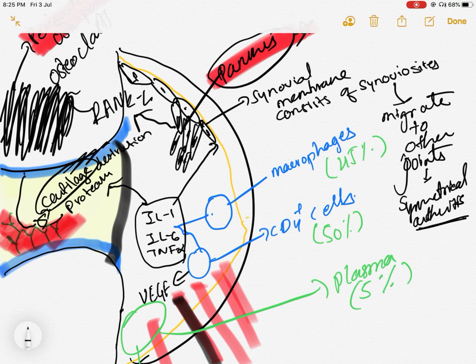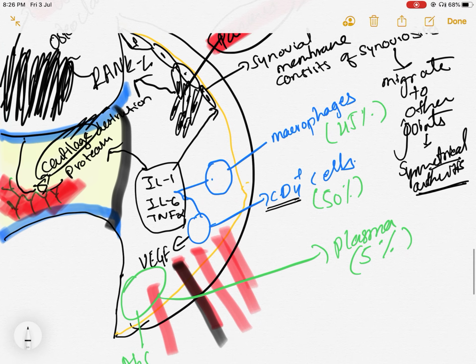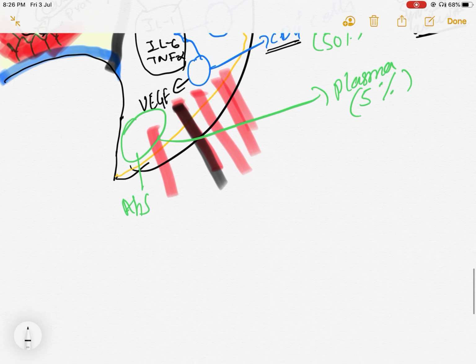It is not because CD4 cell infiltration is symmetrical. It is because similar joints are affected and similar synoviocytes migrate. That is, synoviocytes from the wrist joint will migrate to the wrist joint only and not to any other joint. So this results in symmetrical arthritis.